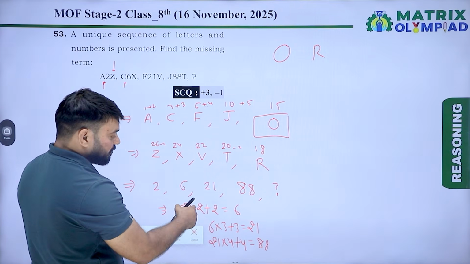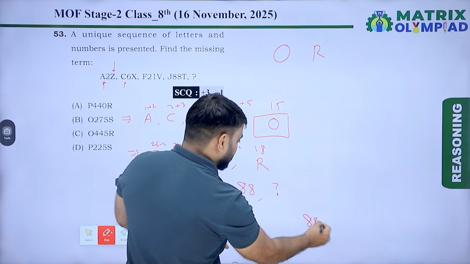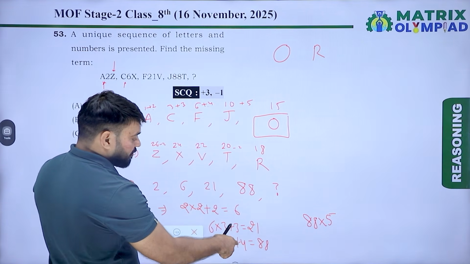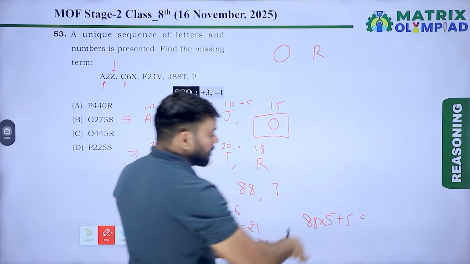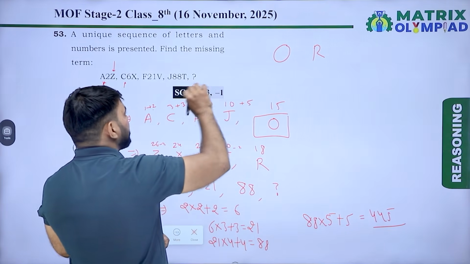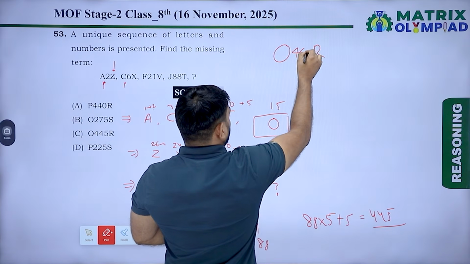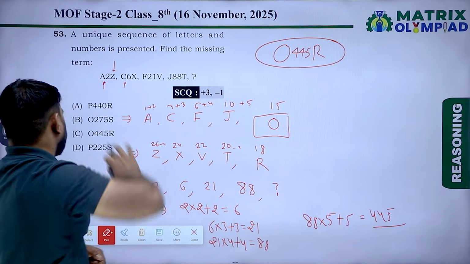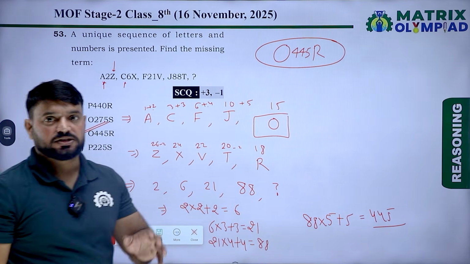So pattern is multiply by 2, multiply by 3, multiply by 4, now multiply by 5. So it means 88 multiply by 5. And other pattern is plus 2, plus 3, plus 4, now plus 5. So 88 multiply by 5, it means 440 plus 5, it means 445. So 445 is the missing number of given series. So O445R is the missing term of given series. So here option C is the correct answer of this question.